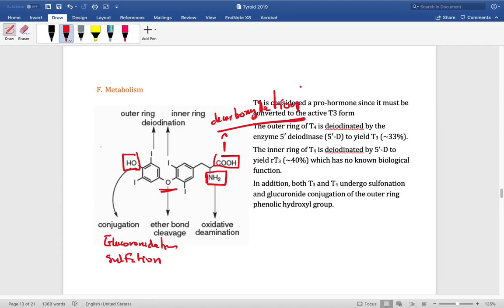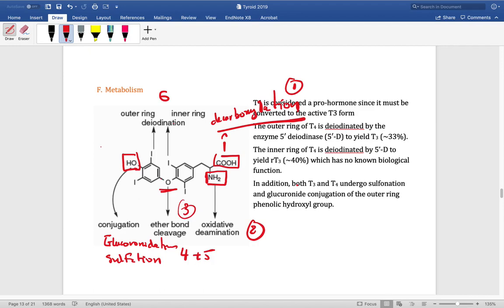So there's many different types of reactions that could take place. 3, 4, 5, and then 6 if I want to group all the deiodination together. Okay, so those are the different types of metabolic pathways that can take place here.